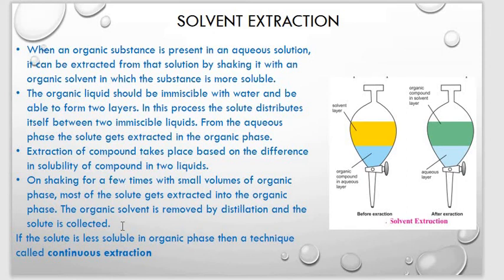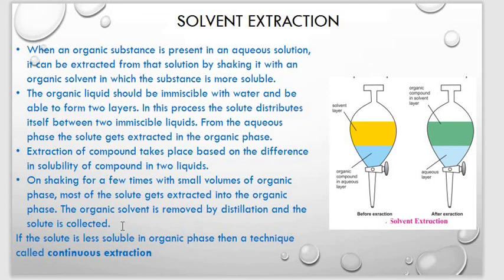Extraction of a compound takes place based on the difference in its solubility in the two liquids, as you are seeing in the figure. On shaking a few times with a small volume of organic phase, most of the solute gets extracted into the organic phase, and the organic solvent is then removed and the solute is collected. The solvent extraction process is important as it helps clean separation in a short time.